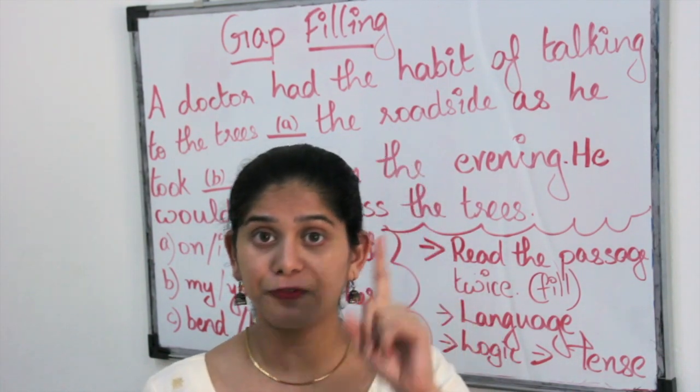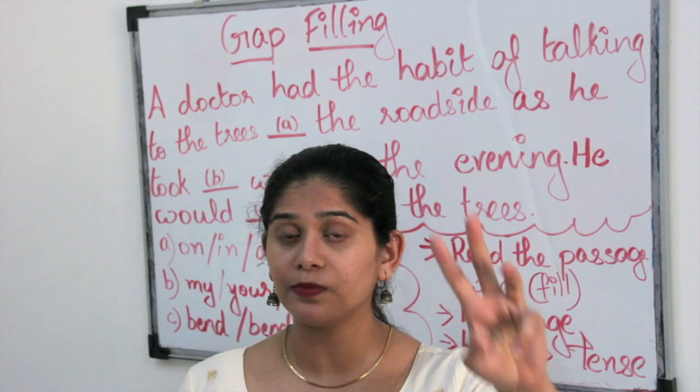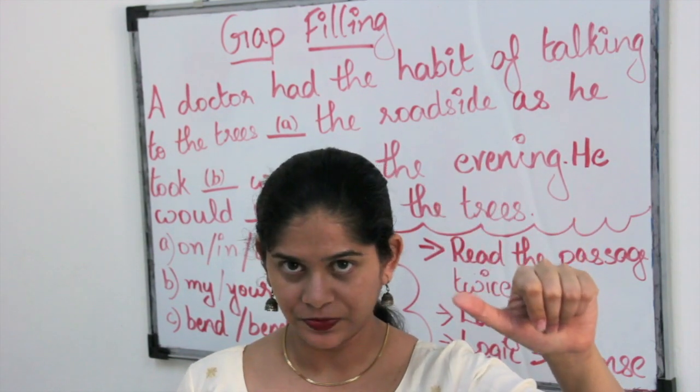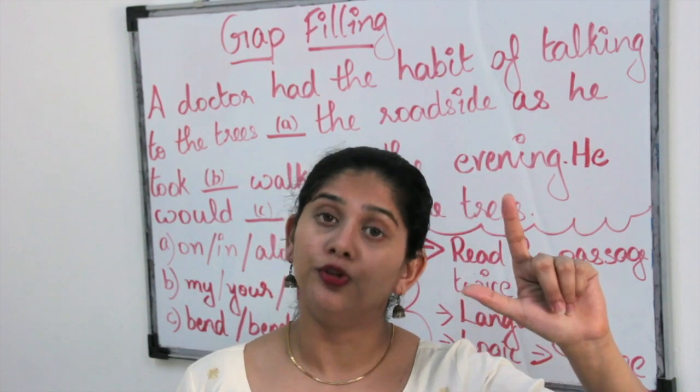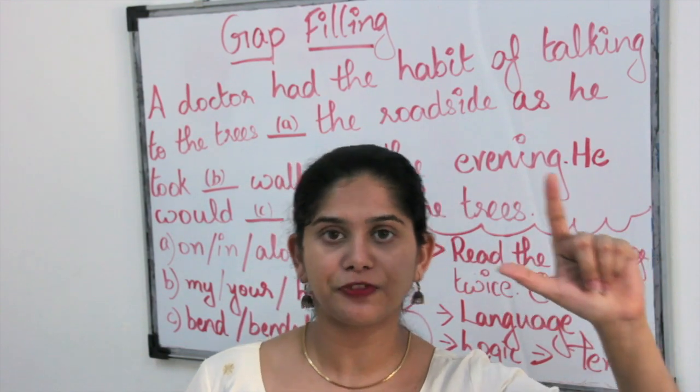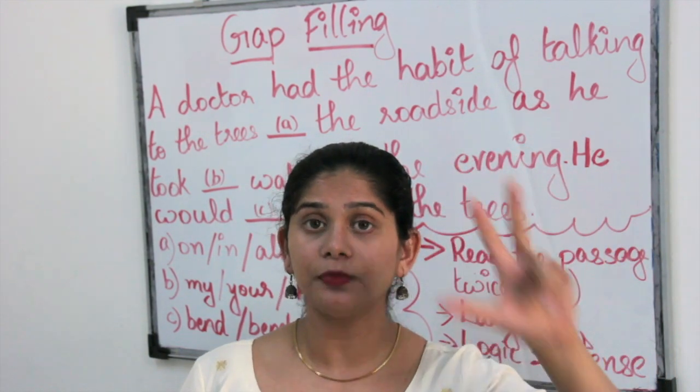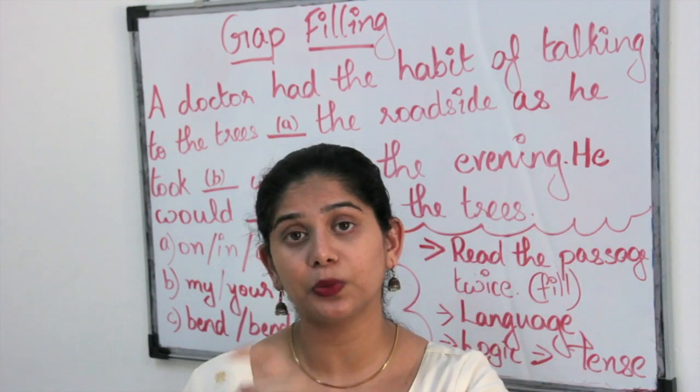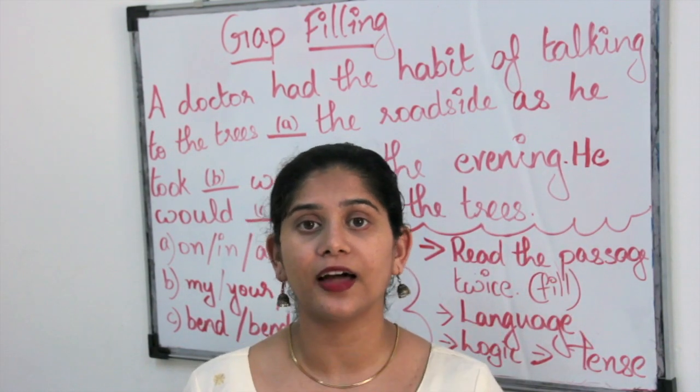Okay, now that's the first step. Read the passage at least 3 times. First time you read it completely. Second time when you read, try not looking at the options and try filling it in with a pencil. And third time, read the passage, check the answer you have written, check the option and then fill it in.